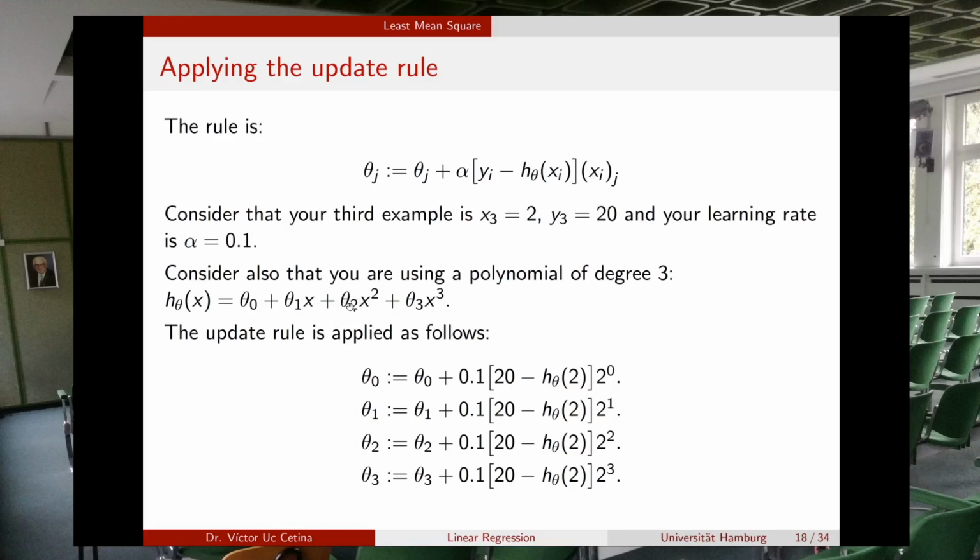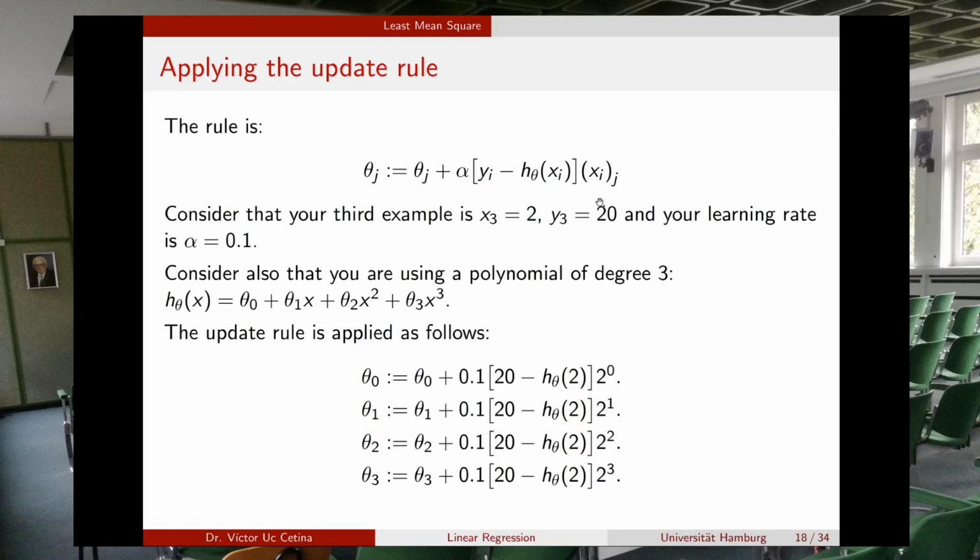When you update theta 2, you will multiply by x to the power of 2, which in this case is 2 to the power of 2, which will be 4, and so on. Here we will have 2 to the power of 3. So remember, this is a general form. In this particular example, we are using a polynomial, but then we will see that you can also apply this to some other basis functions like Gaussian functions or sigmoidal functions.